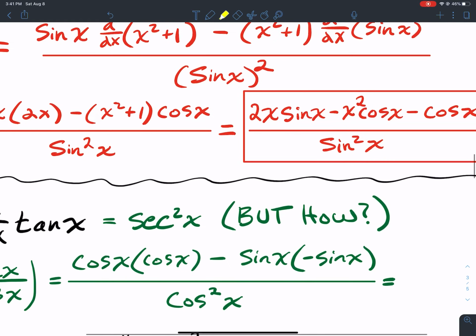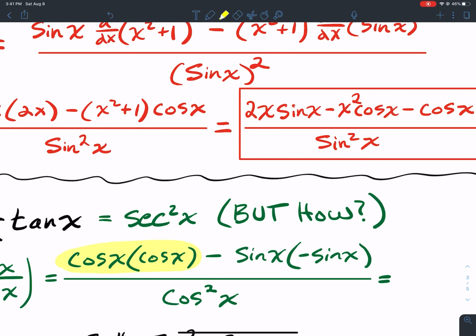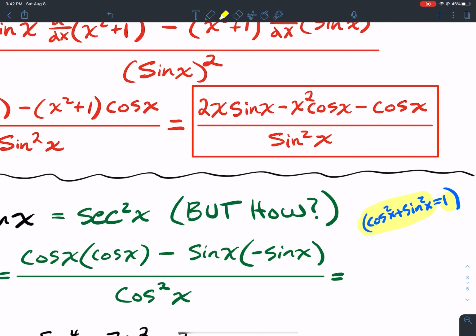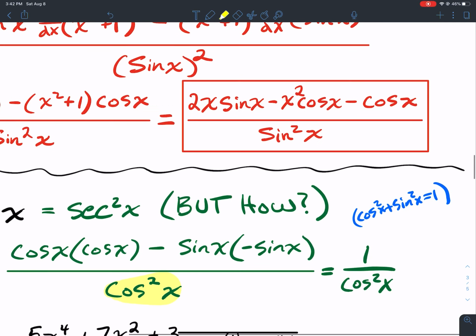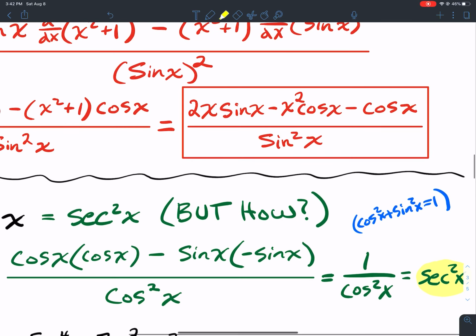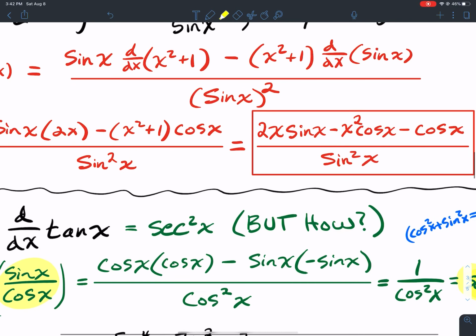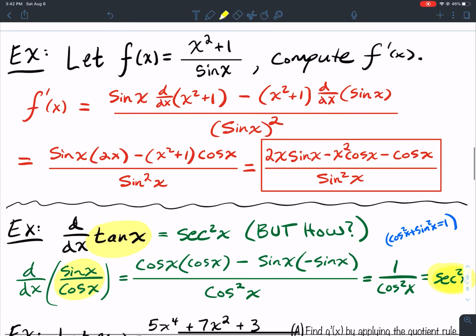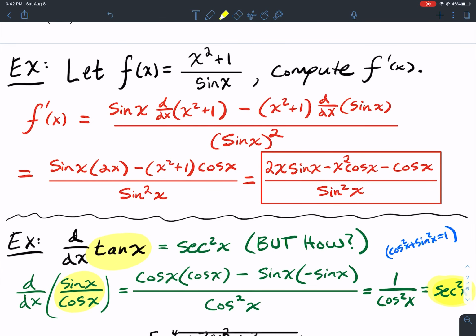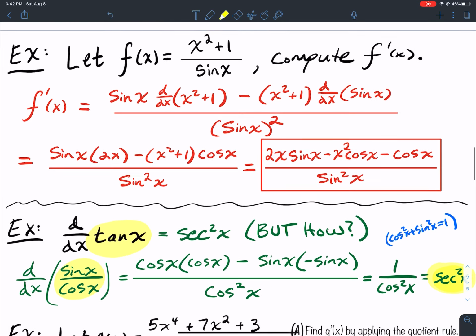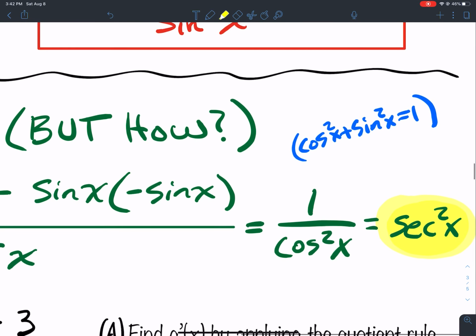Now, what do I know? Cosine times cosine is cosine squared. Negative sine times negative sine is positive sine squared. What is sine squared plus cosine squared? That's equal to 1. So this numerator simplifies to be 1 over cosine squared. Now 1 over cosine squared, the reciprocal here, is secant squared. Therefore, the derivative of sine over cosine, which is tangent, is equal to secant squared. Okay? So some very powerful stuff we got going on there. The derivative of tangent is secant squared.